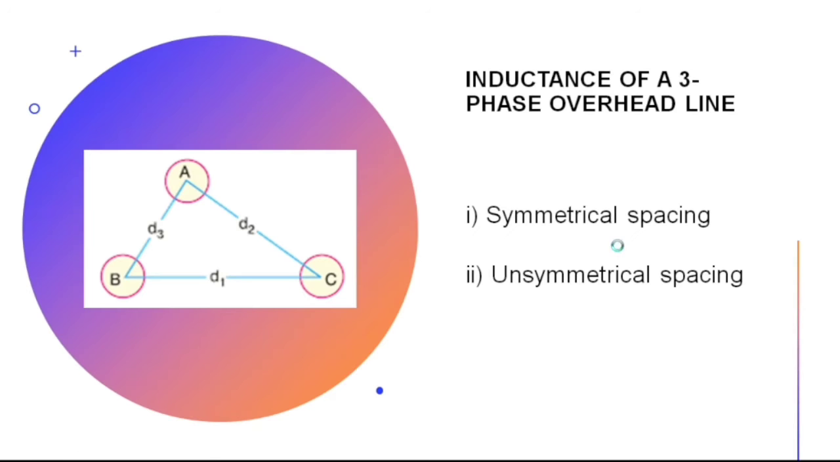Whenever this behavior exists in the system, that is the spacing is different, with A to B it is D3, B to C it is D1, and A to C it is D2, different spacings, we call it unsymmetrical spacing. You need to calculate the inductance of these.